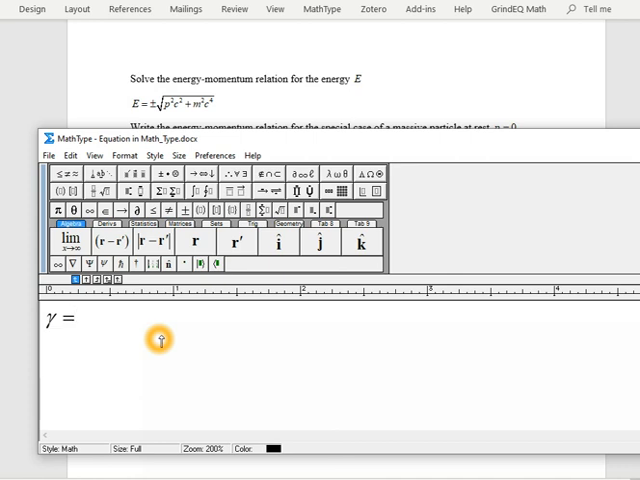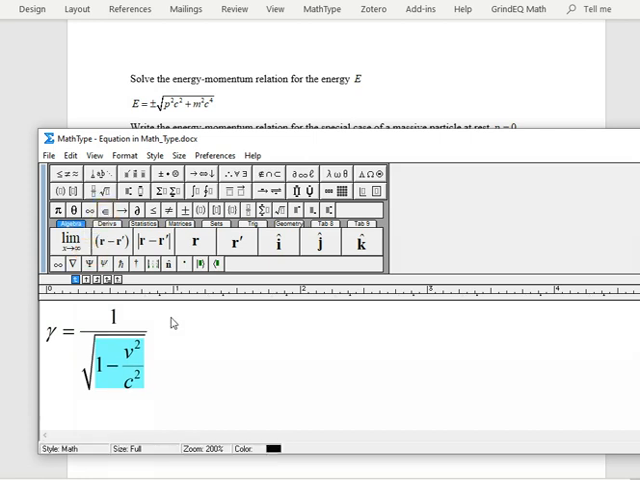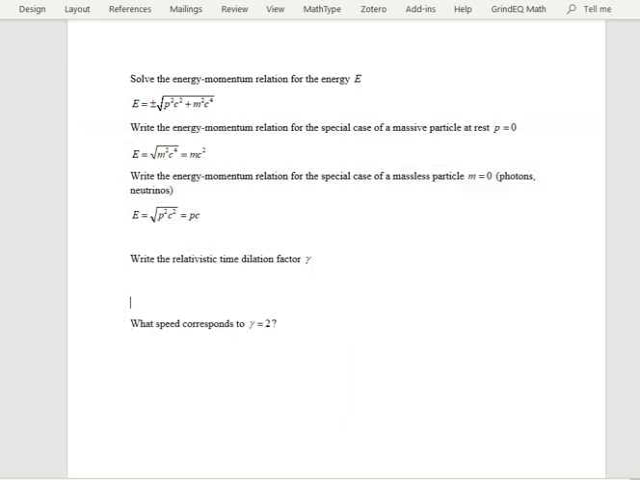Now to make a fraction, I use Control F. 1 over 1 minus Control F, v squared over c squared. We need a square root on the bottom. Now, if you don't want to hit Control F for fractions, you can also go to the fraction symbol and select different styles of fractions. So that's the relativistic time dilation factor gamma.